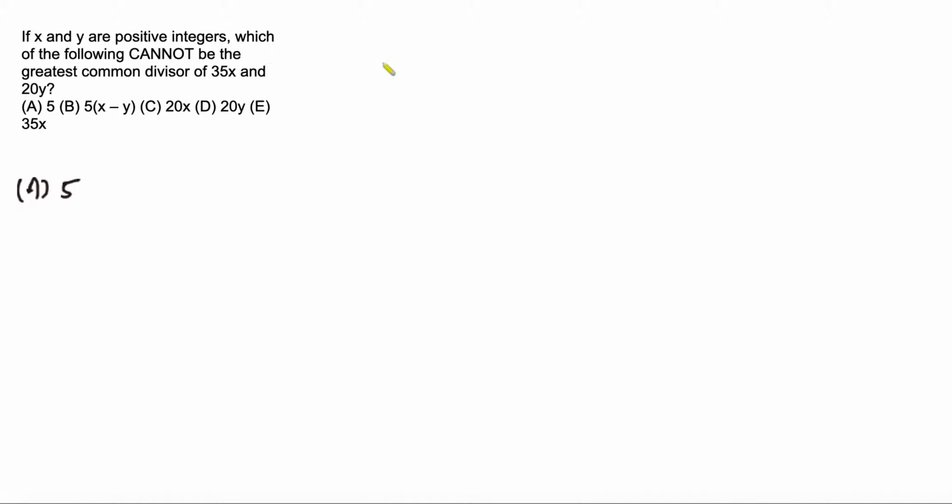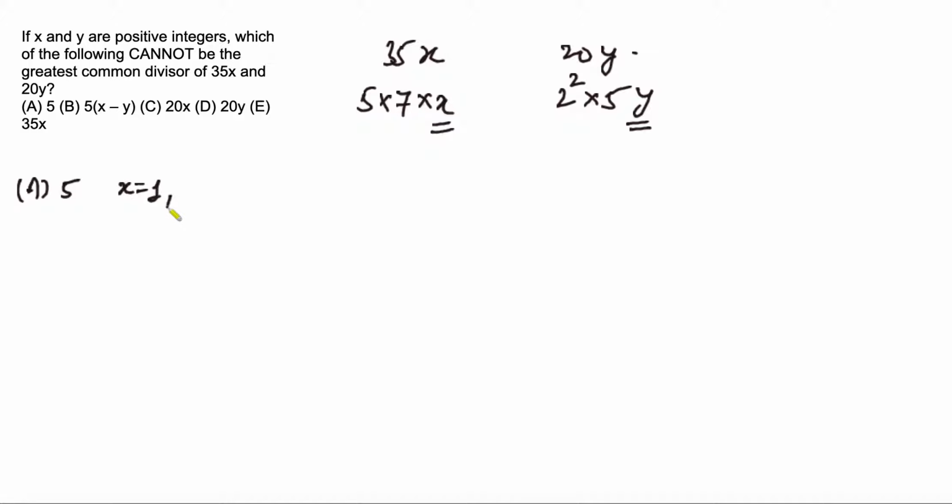So I understand that 35x and 20y, let me just prime factorize them. 35x becomes 5 times 7 times x, 20y becomes 2 square times 5 times y, which means I have some values of x and y such that there is no other common factor which can be taken out except 5. Then I can say that the first option can be the highest common factor. So I would prefer to choose values like x equal to 1 and y equal to 1 because of my natural inclination towards the smaller values.